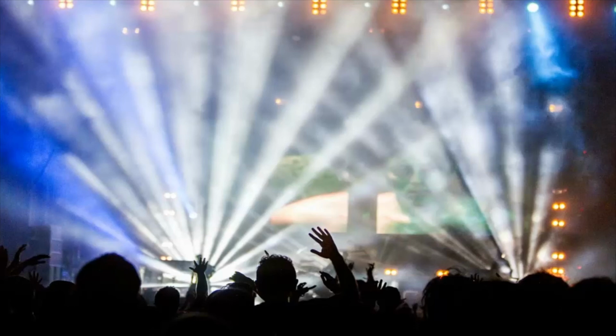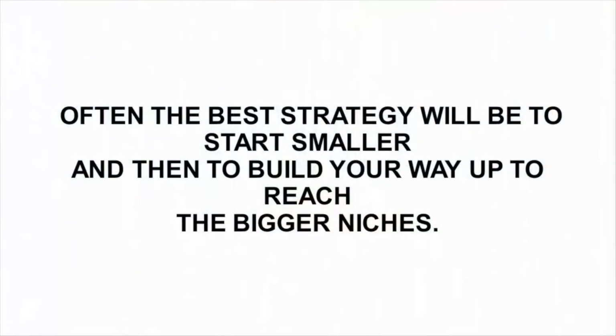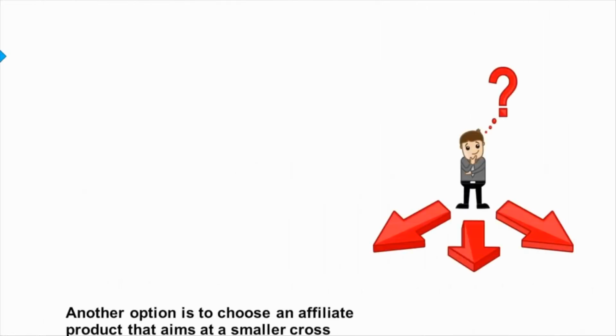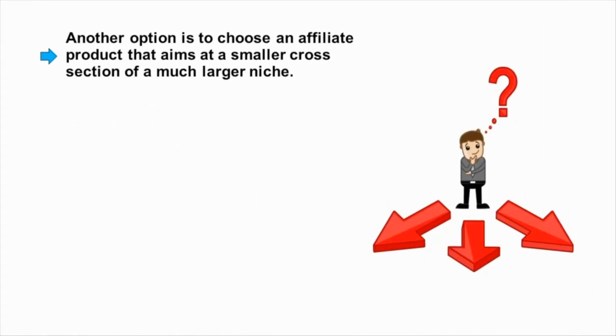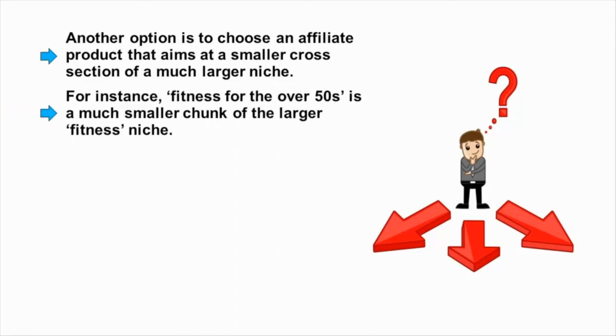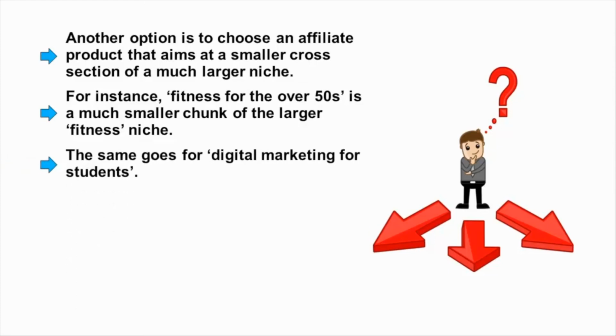But at the same time, the products will also appeal to a much smaller market. This means that it won't take as long to saturate the market, and you likely won't make as many sales over the long term. The answer? Often the best strategy will be to start smaller and then build your way up to reach the bigger niches. Another option is to choose an affiliate product that aims at a smaller cross-section of a much larger niche. For instance, fitness for the over 50s is a much smaller chunk of the larger fitness niche. The same goes for digital marketing for students.